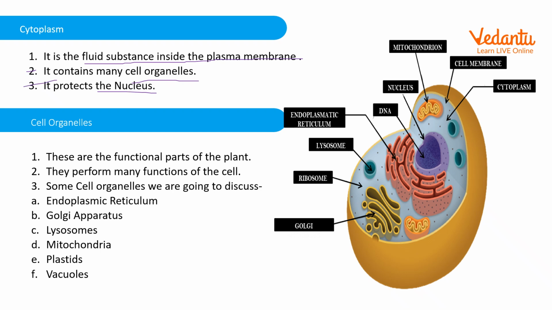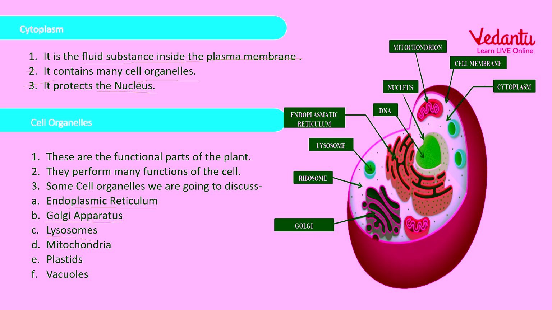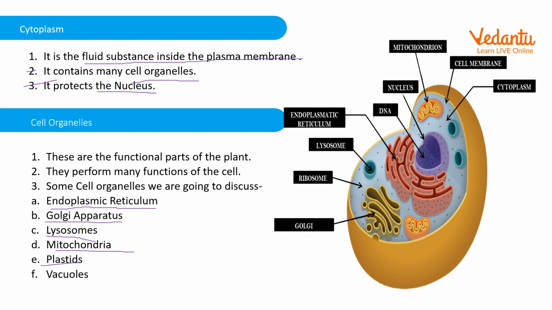Now we'll study about cell organelles. These cell organelles are the functional parts of the plant cell or animal cell. They perform many functions of the cell. So if I say that there are cell organelles in cytoplasm, the function carried out in the cell is the combined work of cell organelles. Some cell organelles we are going to study are endoplasmic reticulum, Golgi apparatus, lysosomes, mitochondria, plastids, and vacuoles. We are going to study about these cell organelles turn by turn.